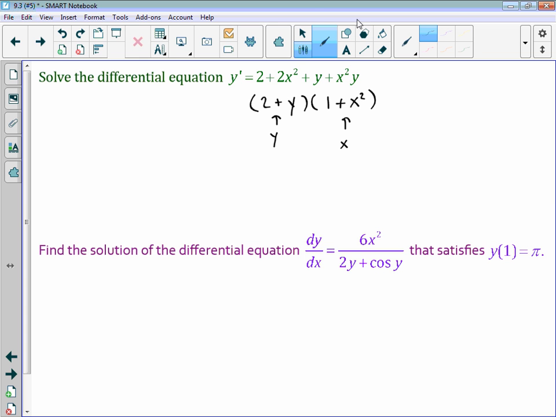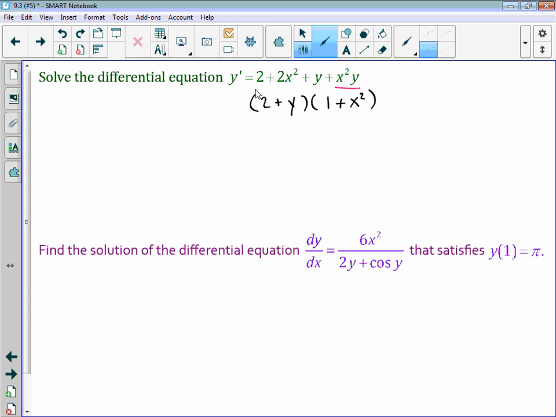So if we FOIL that, we want to see if that comes out to what we have up there. So all I really did to do this problem is I looked here and I said, okay, when I multiply the two pieces, I need to get an x squared and a y. So that's why I would put a y here and an x squared there, because I know that term will turn into that.